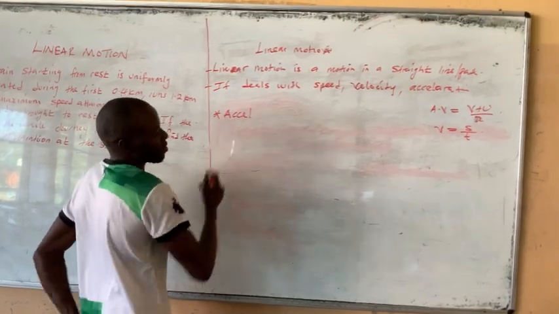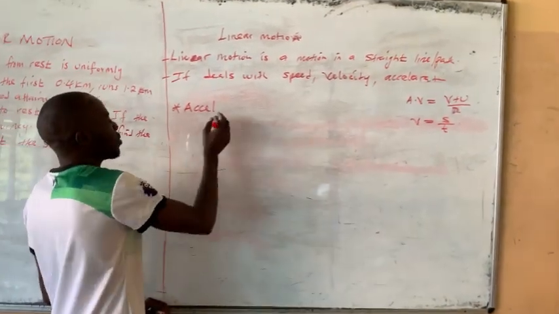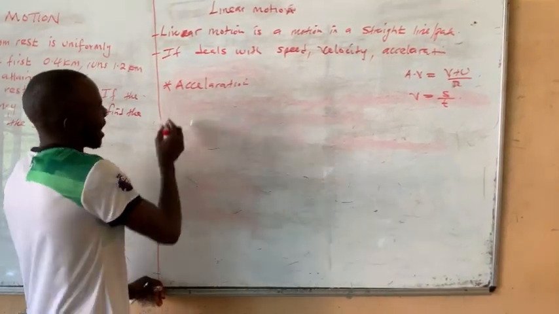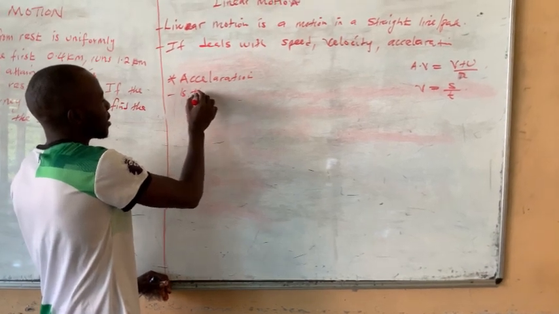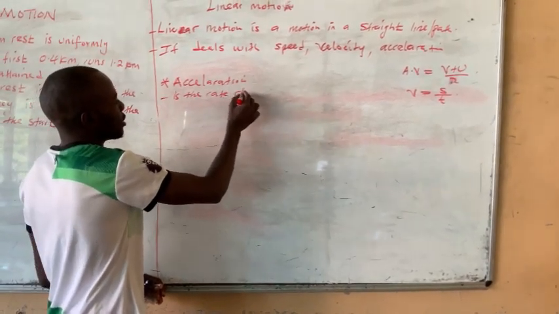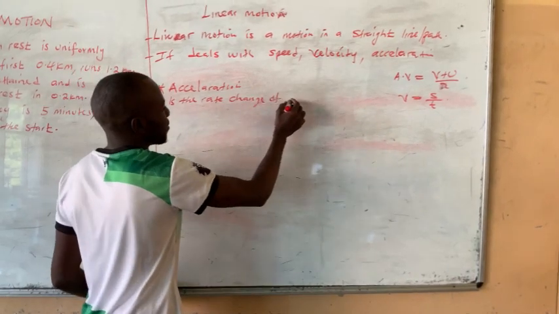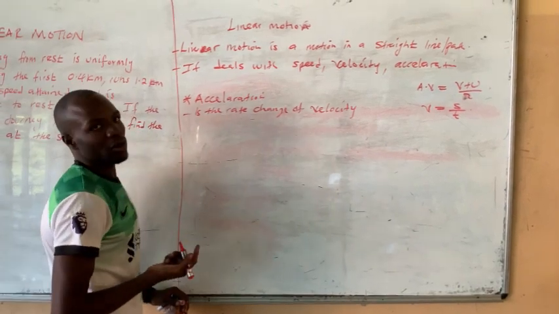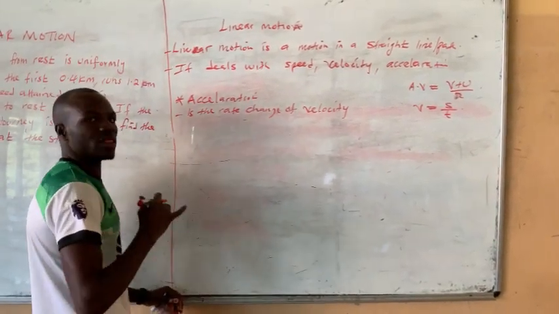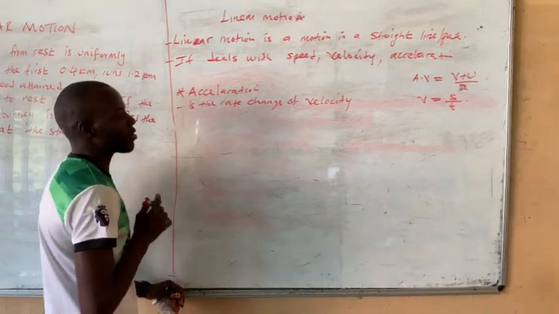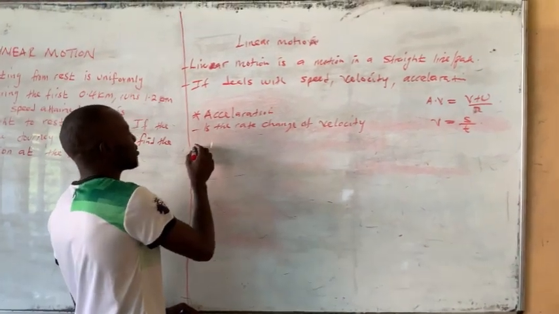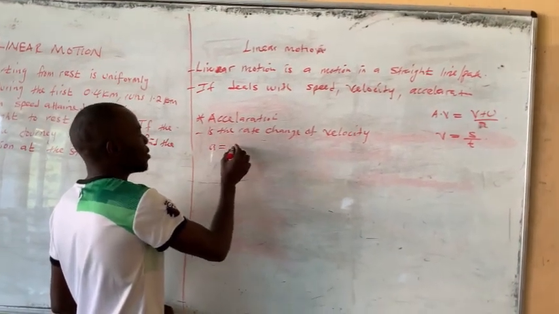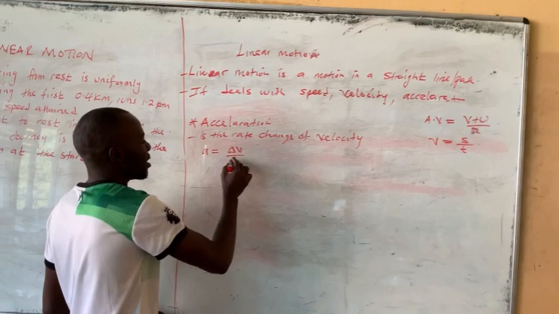Now let's come to acceleration. We need to discuss these parameters before we look at the equations. What is acceleration? Acceleration is the rate of change of velocity, simple and straightforward. In short, the change of velocity with respect to time is what we call acceleration. We use small letter a in science to represent acceleration. So acceleration is equal to change in v over time.